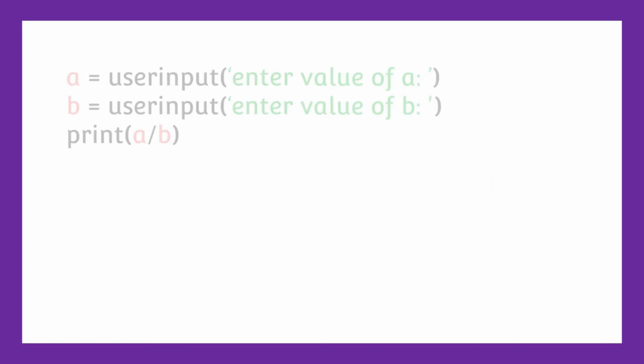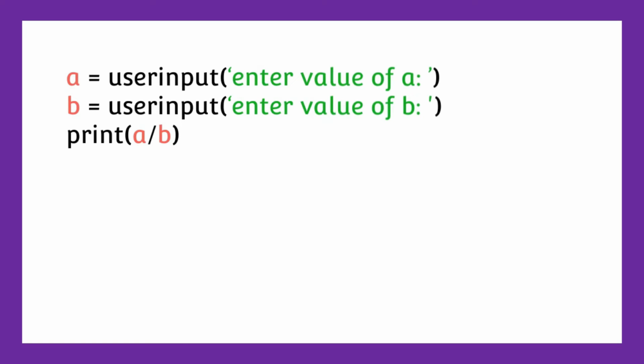Let's say we have this code which takes two numbers from the user and divides them. Now this code is suspicious. It can crash our program if the user types 0 as the value for b. In such a case, our program should not crash. Instead, it should simply say cannot divide the numbers.